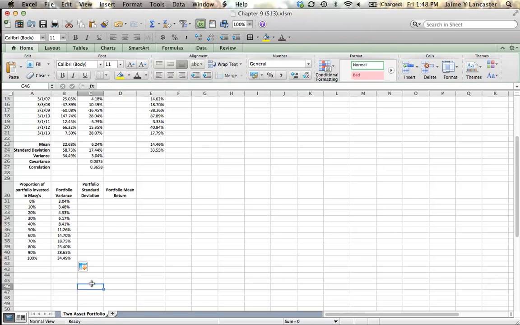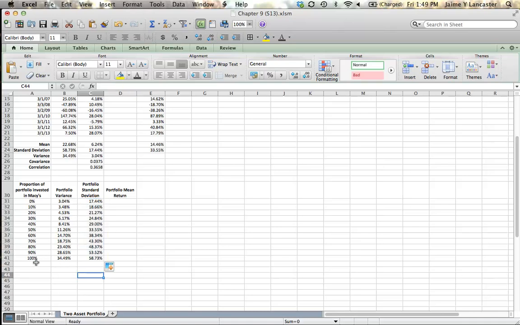So standard deviation, as you may remember from your statistics class, is equal to the square root of portfolio variance. And so in order to get the standard deviation of the portfolio, we just enter the function equals square root, and it's the square root of the portfolio variance. Our standard deviation is 17.44% if we have 0% stock in Macy's. And that makes sense, because if we have 100% stock in Johnson & Johnson, our portfolio standard deviation is going to equal the standard deviation of Johnson & Johnson over the 10 years. I can click this in the corner and it'll all be pulled down.